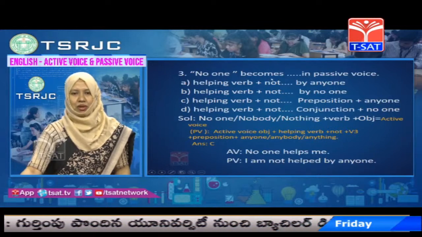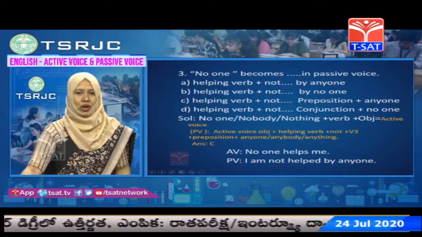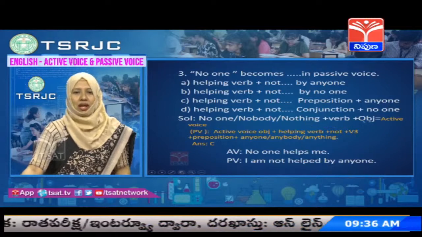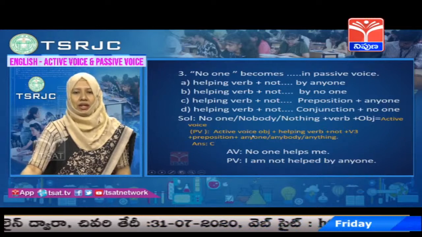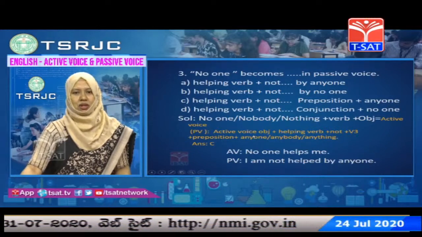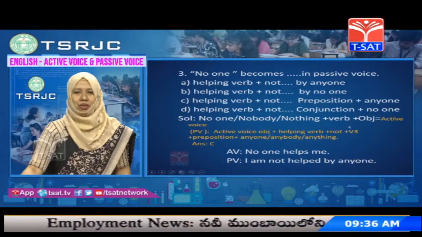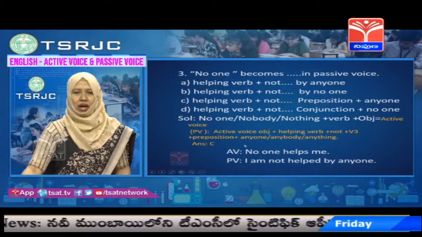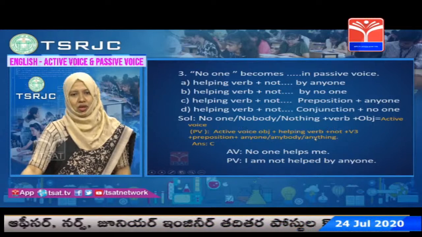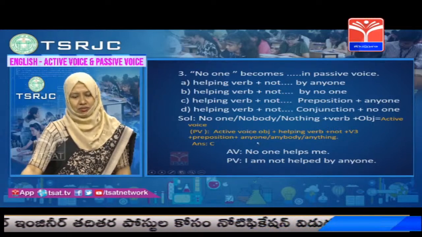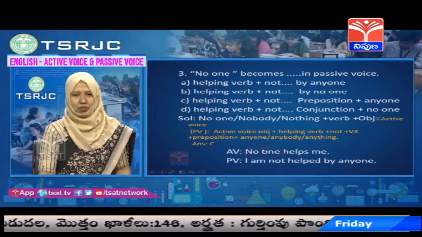For this kind of sentence, always remember, we have discussed earlier, whenever a sentence starts with no one, nobody, nothing, etc. in active voice, the object of the active voice will change into the subject in passive voice. So here you have to see the object of passive voice plus helping verb plus not plus V3 form and preposition. It will change to anyone, anybody or anything. No one will change to anyone. For example, no one helps me. This is the active voice.